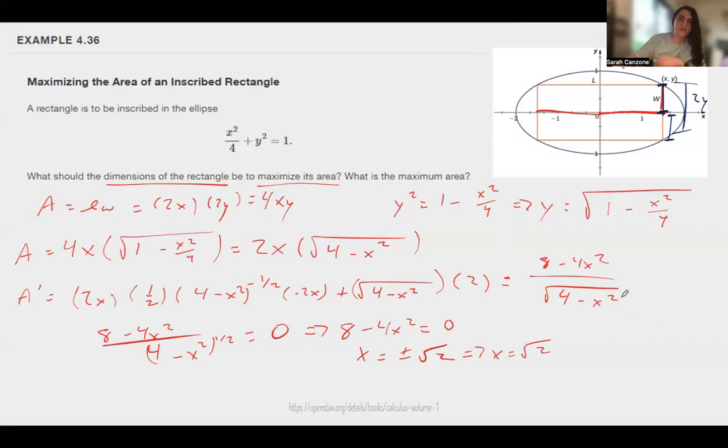So if x is the positive square root of 2, we can find what y is pretty easily just by plugging into our y equation right here. That's y squared, this is regular y. That's 1 minus square root of 2 squared over 4. So y equals 1 over the square root of 2 when you simplify this. The square root and the square will cancel out. That's 1 over 4, 1 minus 1 over 4.